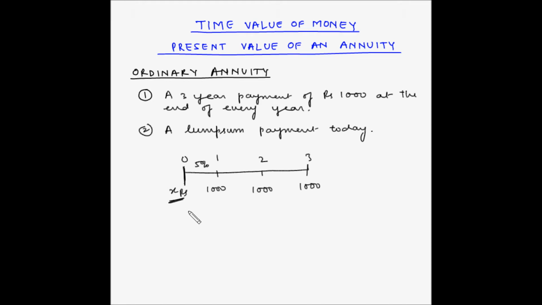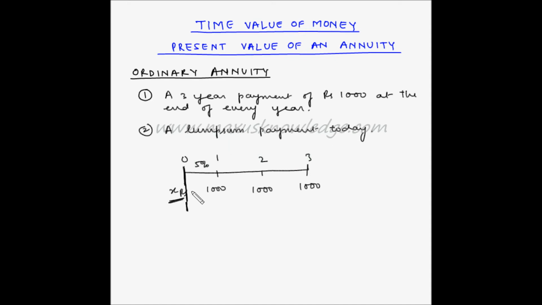Now in case of future value of an annuity, we were trying to find the value of this annuity at the end of the 3-year period, or we would have found the amount that this X rupees get converted to at 5% interest rate compounded annually at the end of 3 years. However, here we are trying to find out the present value, that is, what is the value here of this 3-year annuity of 1000 rupees invested at the end of every year.